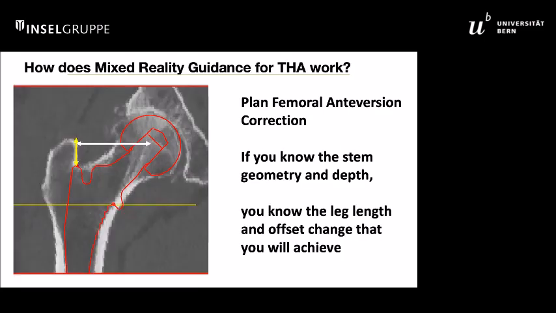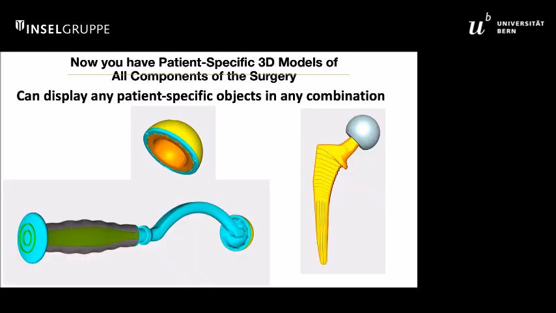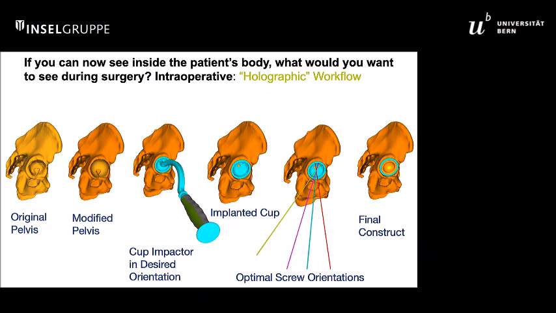And also plan leg length and offset, of course, and this is based on mathematics on a patient-specific basis, various landmarks on that patient to various landmarks on the implants. So then at the end of this planning process, you have 3D models of the patient, the pelvis, the femur, the cup, the stem, the cup impactor, screws, anything you want, and then it's a question of just what you want to project and when.